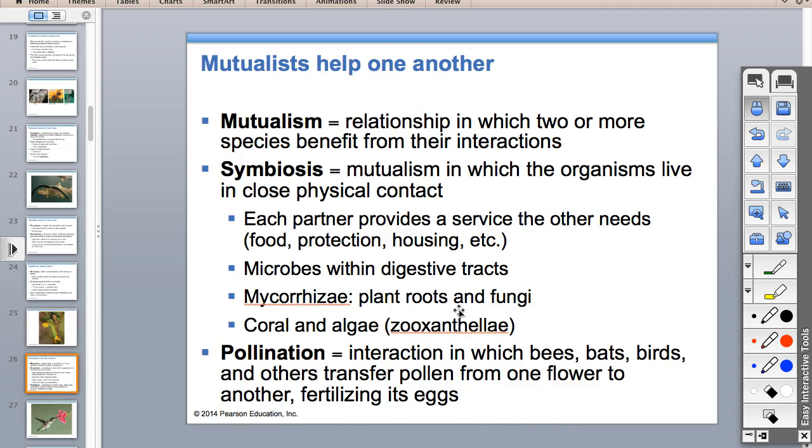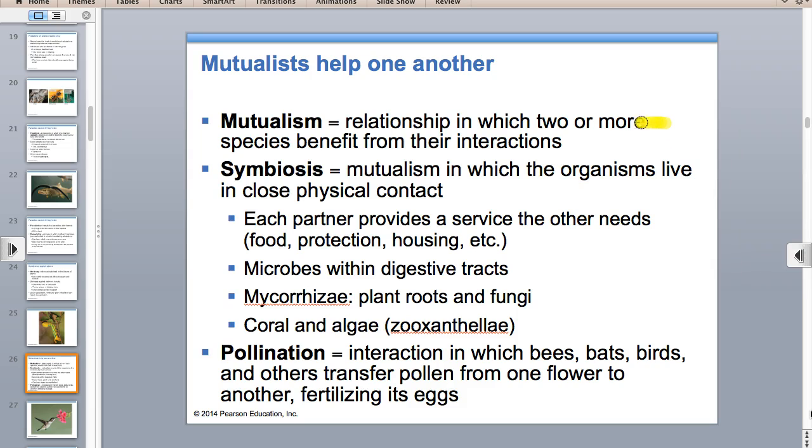Mutualism and symbiosis. I'm just ruining all my lecture by telling you beforehand. Mutualism is where both species are going to benefit. It can be close contact, so that's symbiosis. But symbiosis means close physical contact. Symbiosis does not mean good. Anyway, your microbes in your digestive tract are helping you to digest your food.